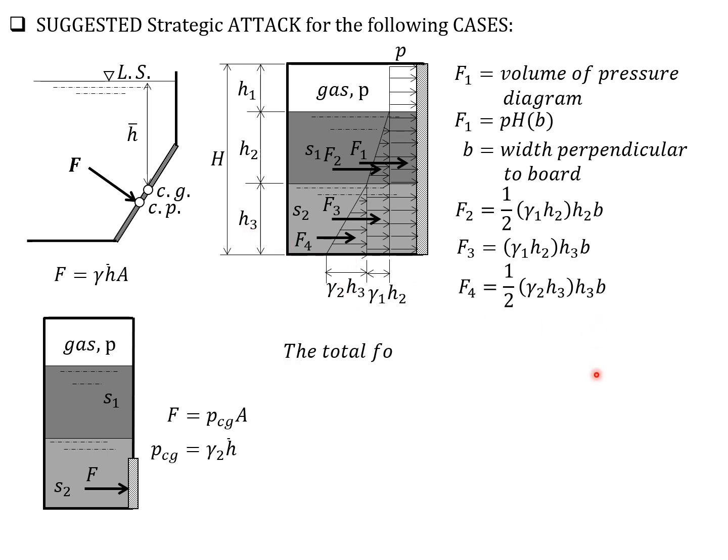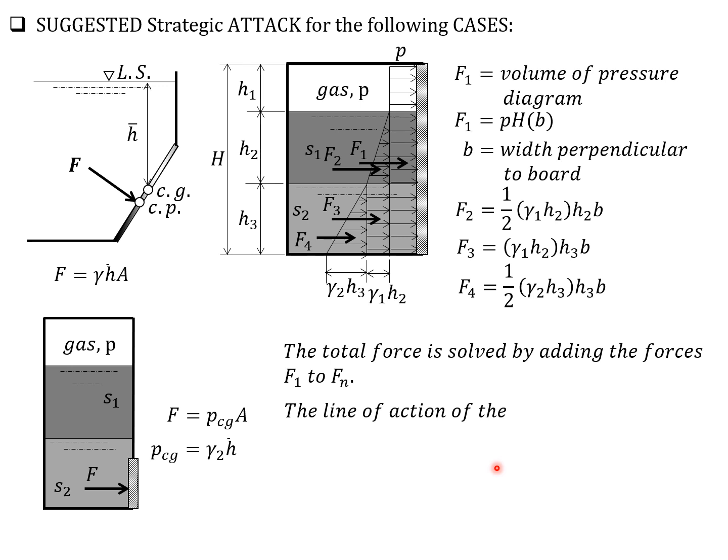And the total force therefore is equal to F1 plus F2 plus F3 plus F4. So in general, the sum of F1 to Fn. So the line of action of the total force is located by Varignon's theorem.